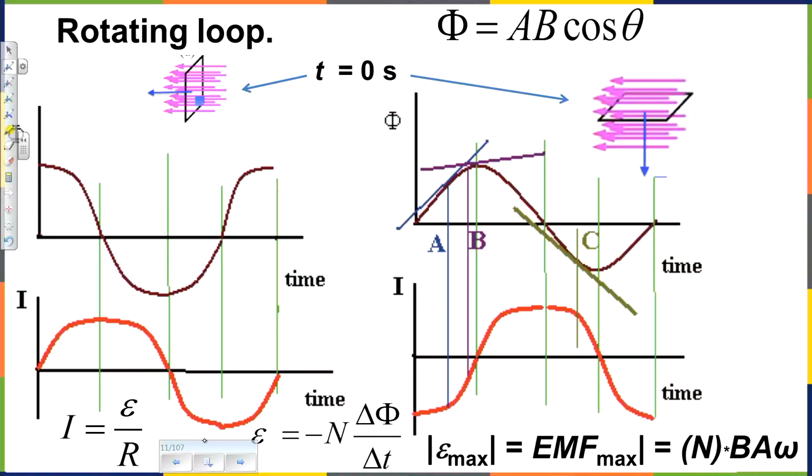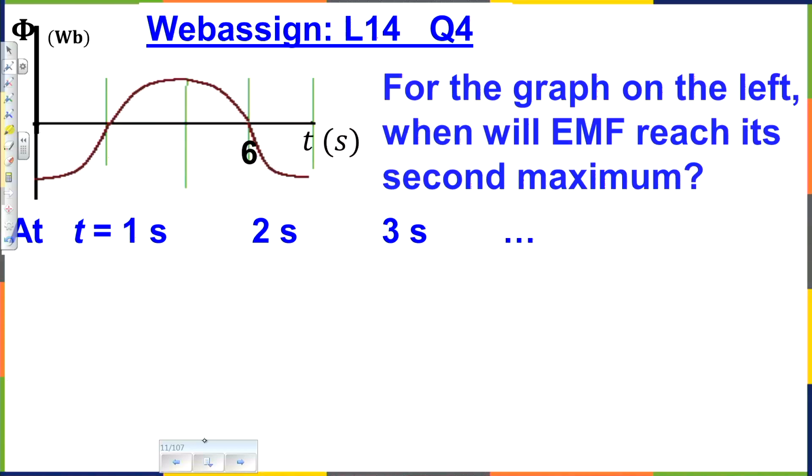So as you remember, mathematically, there is no difference between using a sine function or a cosine function. We can always convert sine into cosine, cosine into sine. So technically, it doesn't matter. All we have to do is just watch closely what's happening to the slope and flip the graph for the slope. Question for the graph on the left: can you choose a time when EMF reaches its second maximum?